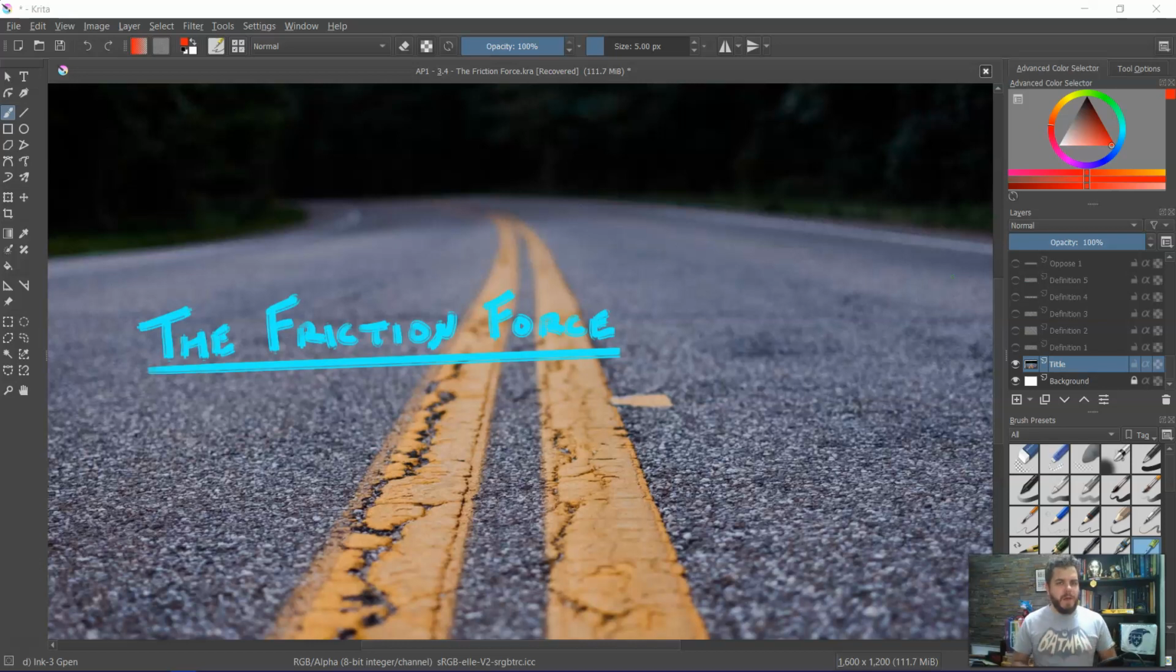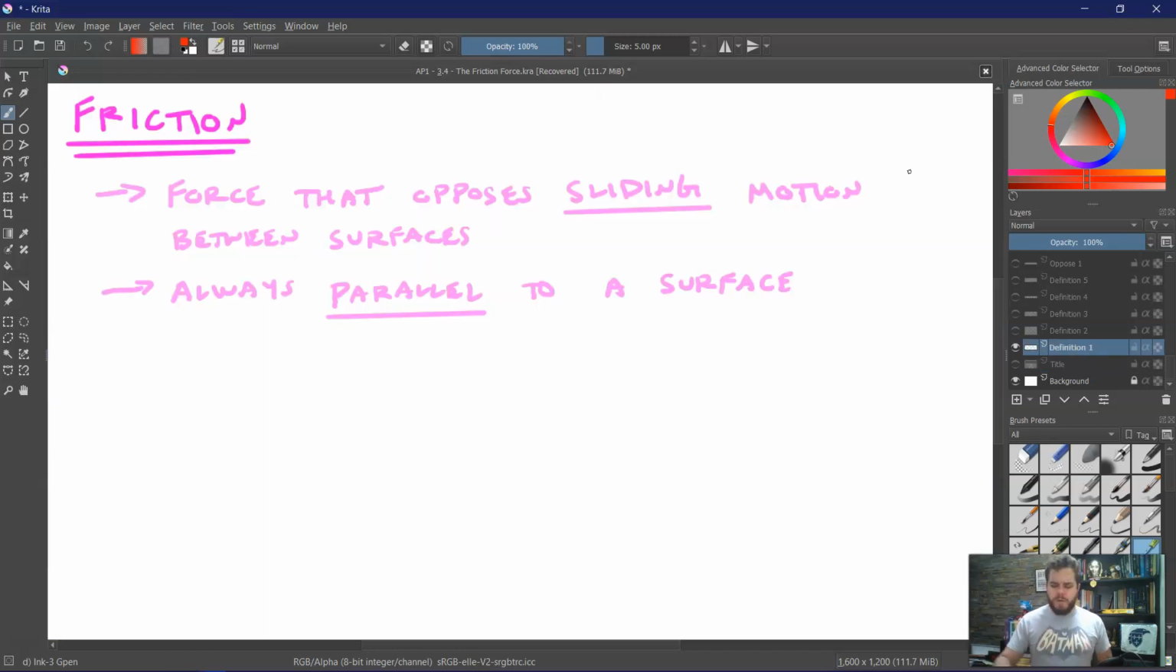Now, continuing on with our tour of forces, we are going to focus on one that you are intimately familiar with, the friction force. So let's start with what we already know at this point. Remember that friction is a force that opposes sliding motion specifically between surfaces. So if we rub our hands back and forth, it's that force resisting as our hands slide, and it's always parallel to a surface. When my hands go back and forth, the surface is up and down, and I am sliding them in a parallel direction.